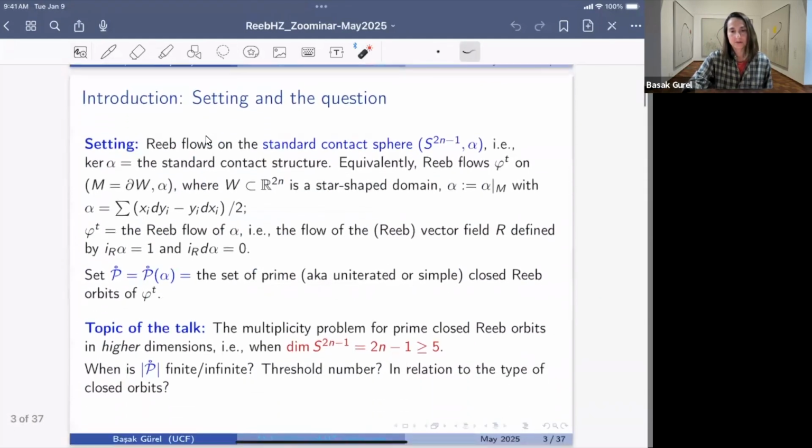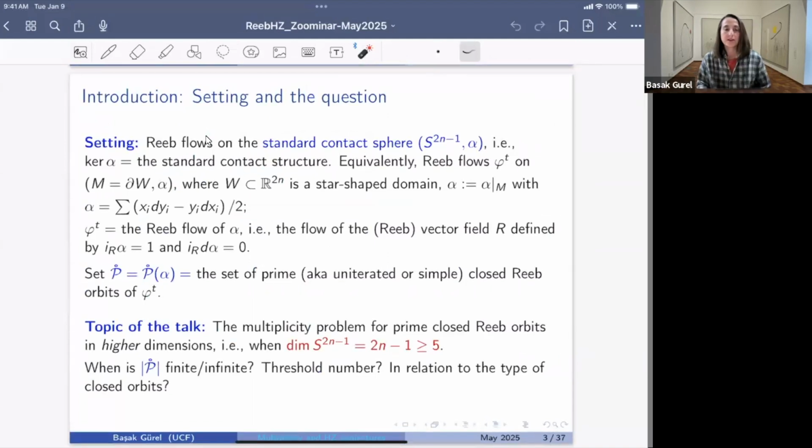Let me get to the setting and the question. We're going to be interested in Reeb flows on everyone's favorite standard contact sphere. So the topology of the sphere is fixed here. In other words, we're looking at Reeb flows on the boundary of star-shaped domains. And to set the notation, prime orbits throughout the talk I'll denote by this circle on top. They will be all over the place, and a few more notations I'll have to introduce a bit later.